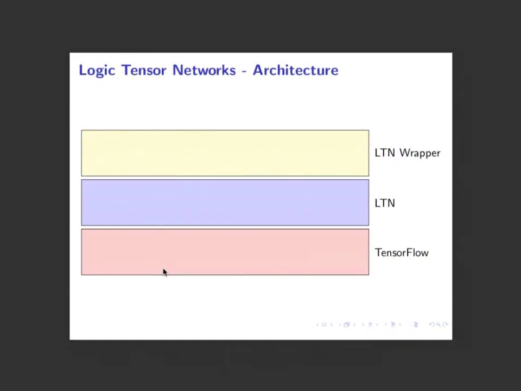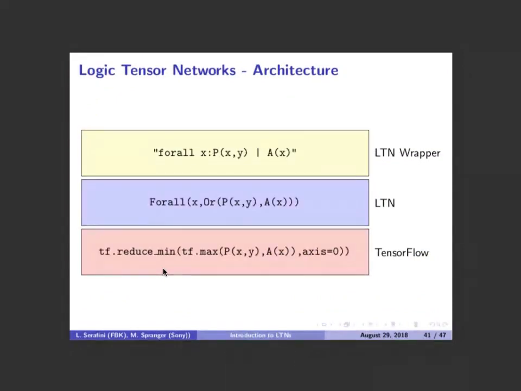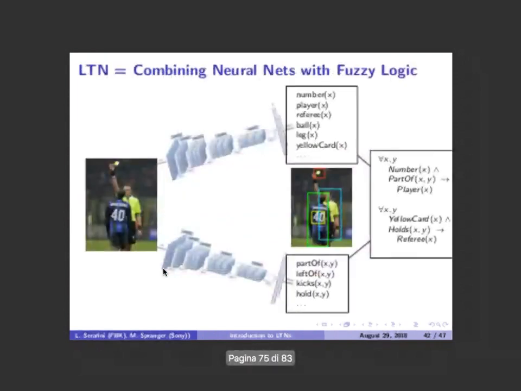So I mentioned there's the TensorFlow implementation. There is the LTN, which would specify things like that, P of xy or A of x for all x. And then there is now a wrapper that tries to make it a bit easier to specify these things in a more natural way. And I encourage you to take a look at the implementation.